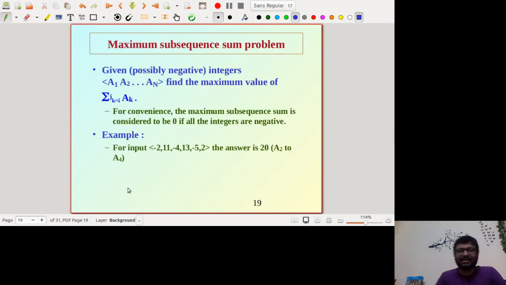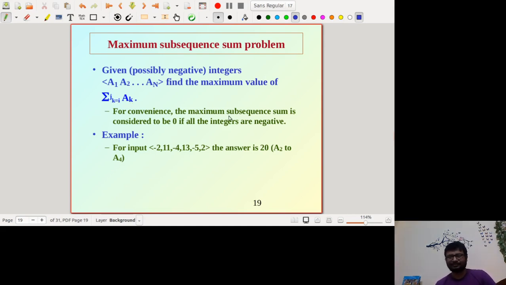So let's consider a problem. It's called the maximum subsequence sum problem. What is this problem? Let's see. You are given n integers a1 through an, and you want to find the maximum value of such a sum, the sum of ak for k equal to i to j.